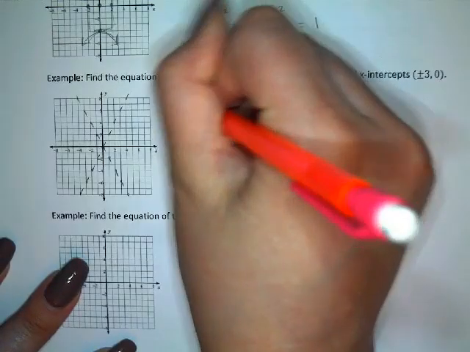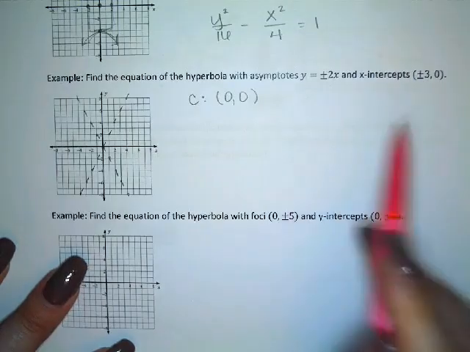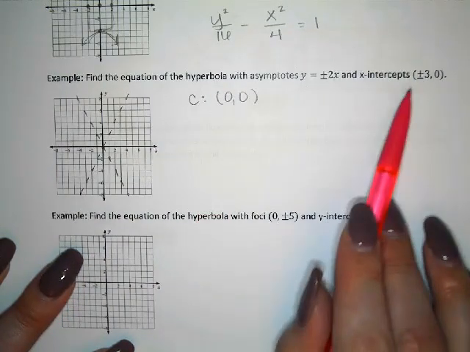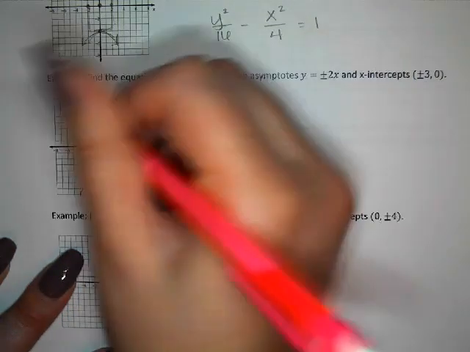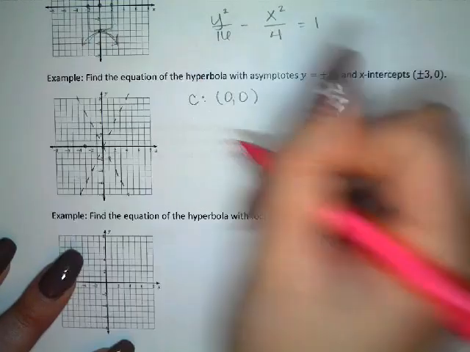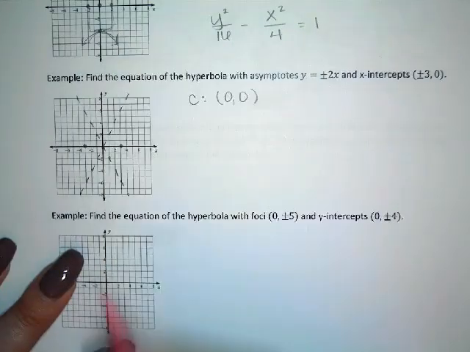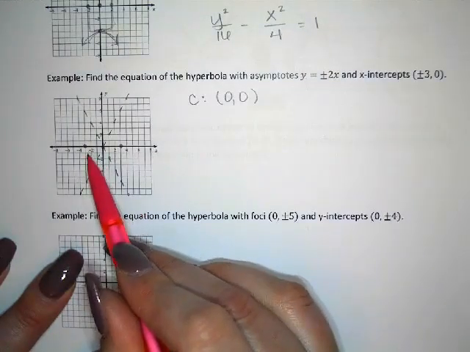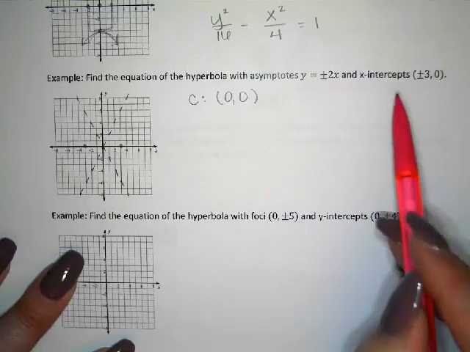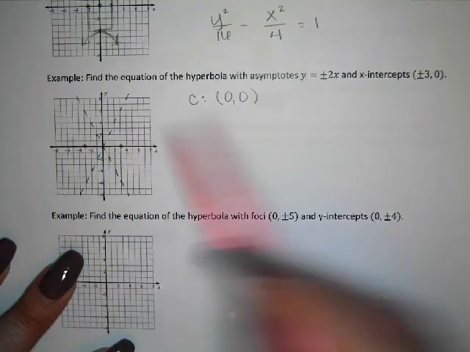Okay, and then they also tell us that the x-intercepts are positive and negative 3. So we're going to go 1, 2, 3, there's negative 3. 1, 2, 3, there's positive 3. And so here, this tells us something else. What it tells us is that the curves are on the left and the right side because x-intercepts are actual points that are on the graph. They wouldn't give us a point that does not show up on the graph.